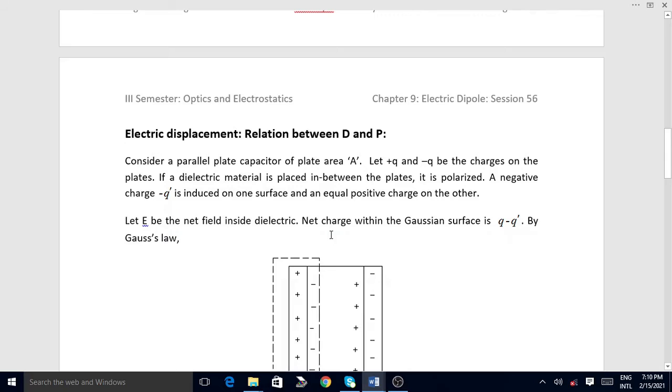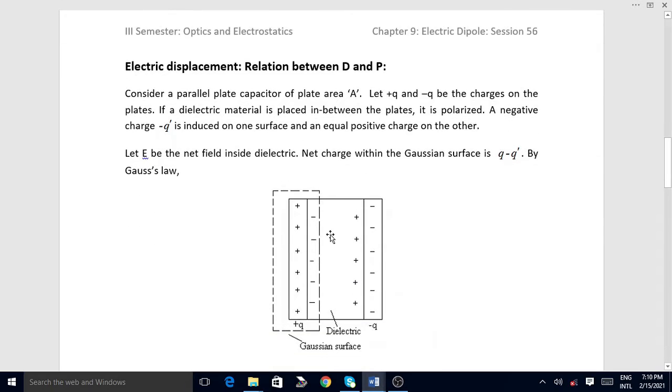The relation between electric displacement D and polarization P. Consider a parallel plate capacitor, and between the plates imagine a dielectric material. When voltage is applied to the electrodes, the dielectric material gets polarized.